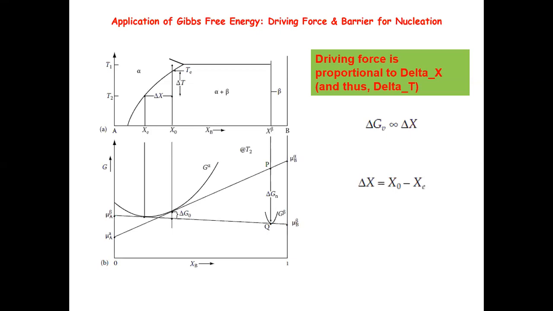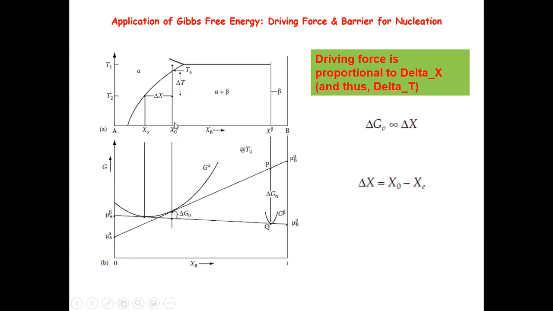Now I do want to say a few words about the driving force for the nucleation processes. In the previous case, we showed the driving force is proportional to delta T. In this case, because we'll use this later in our analysis of growth, I want to point out that the driving force, which is the bulk free energy reduction delta G_V, is also proportional to delta X. The reason is probably easier to see on the graph.